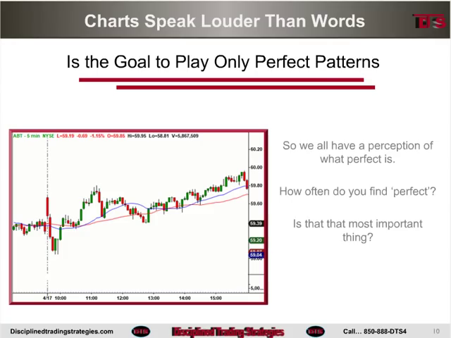Seriously though, what if you have this perfect pattern and the next day the market is extremely bearish? Does that affect your decision to play it or not? Does that make it less perfect? Or does the definition of perfect have to encompass not only a chart, but maybe other charts as well?